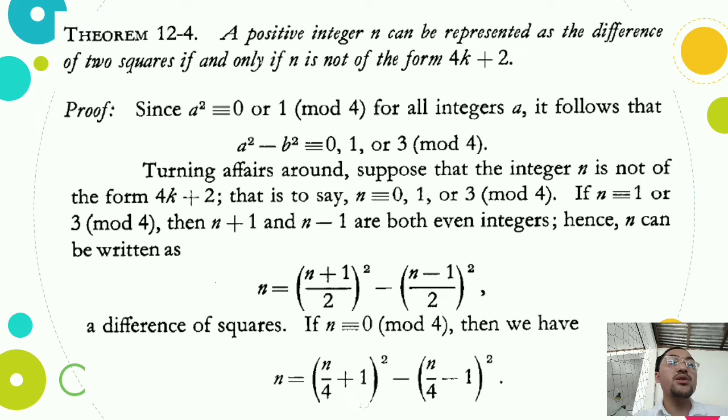If n is congruent to 1 or 3 modulo 4, then n plus 1 and n minus 1 are both even integers. Hence, n can be written as n equals the square of (n plus 1) over 2 minus the square of (n minus 1) over 2. That is a difference of squares. If n is congruent to 0 modulo 4, then we have n equals the square of (n over 4 plus 1) minus the square of (n over 4 minus 1).